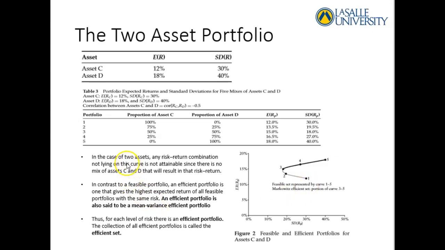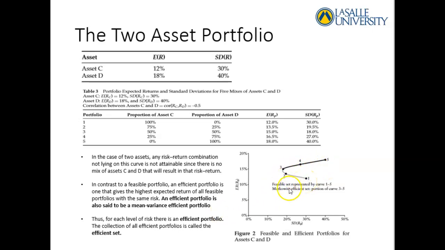In the case of the two assets, any risk-return combination not lying on this curve is not attainable, since there is no mix of C and D that will result in that risk-return combination. So these are the feasible set of portfolios that we can consider to invest in.